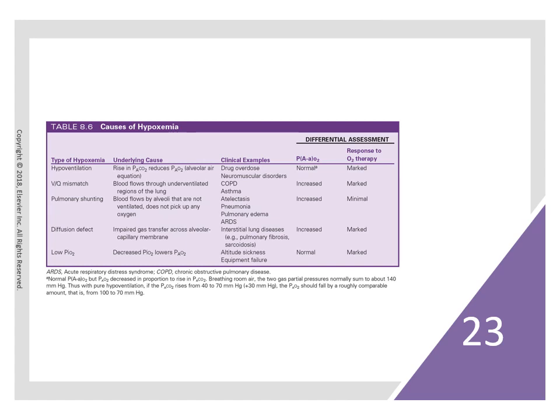Table 8.6 shows the types of hypoxemia and their underlying causes. Hypoventilation, pulmonary shunting, diffusion deficit, and low inspired oxygen.